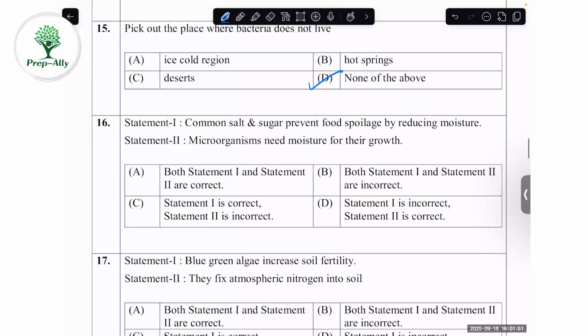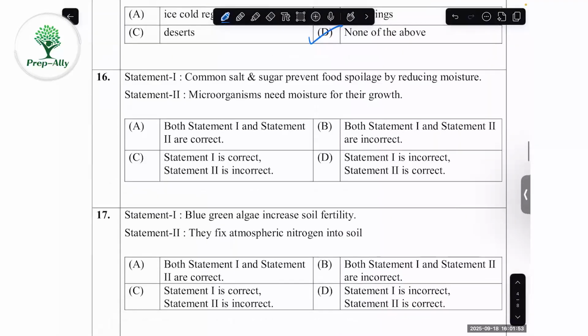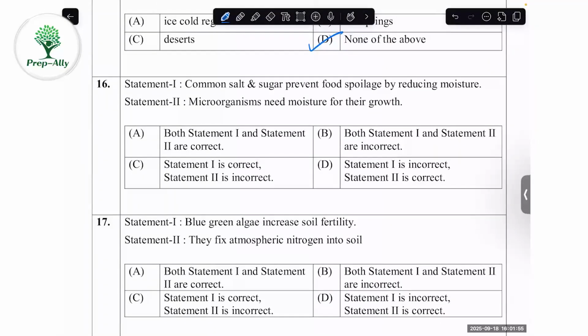16th question: common salt and sugar prevent food spoilage by reducing moisture. This is statement one. Statement two: microorganisms need moisture for their growth. If you take statement one, common salt and sugar, definitely. The best example will be pickle. Moms and grandmothers love making pickle. They will add some vinegar and they will add some salt.